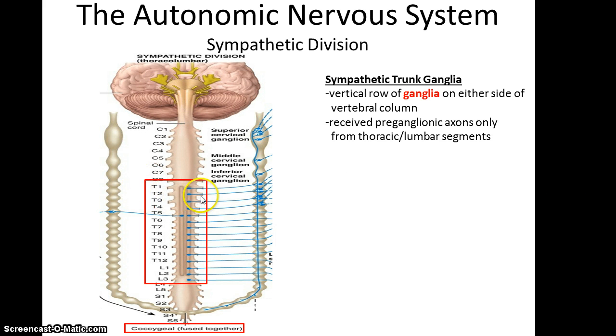They will then go into a structure referred to as the sympathetic trunk ganglion. There are two of these, which are a long vertical row of ganglia on either side of the vertebral column. So it's kind of like we have baby spinal cords running alongside the big mama spinal cord. And they receive the preganglionic axons, but only from the thoracic and lumbar segments, so only the sympathetic division.